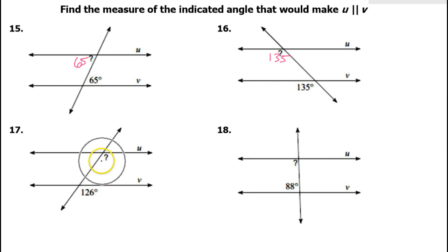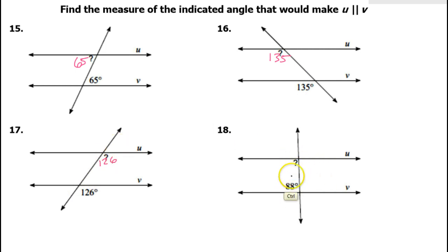Obtuse, obtuse, they're the same, so they must be the same, 126. Or at least that's the way it would have to be to make the lines parallel. By the way, these are corresponding angles, lower right, lower right. These are also corresponding angles, lower left, lower left. So of course they would have to be equal.